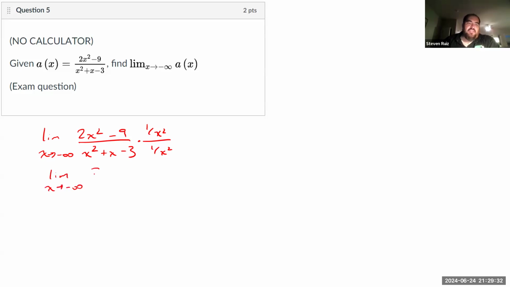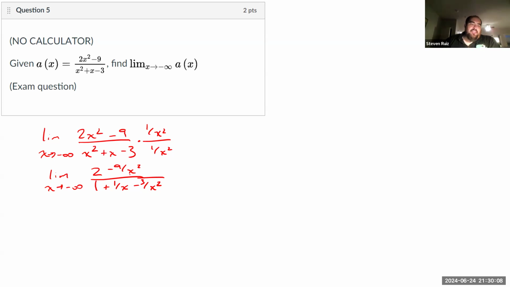2x squared over x squared is 2. 9 divided by x squared is just 9 over x squared. And then the denominator becomes what? 1 plus 1 over x minus 3 over x squared. So now, if we look back to our original expression, as x goes toward negative infinity, basically the numerator is going to go to infinity and the denominator is going to go to infinity. It's hard to think about what's going to happen there if we leave it in that form.